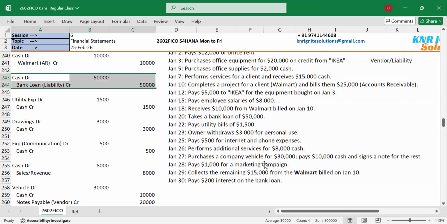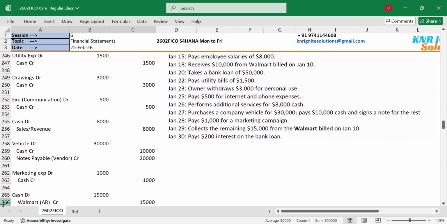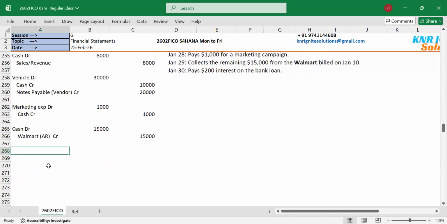On $50,000, they paid 200 as interest. Now interest is another expense. Let me put that expense here, which is the interest expense debit, and cash is going out, so the cash account is credit. It is 200. This is how you just need to understand the journal entries.